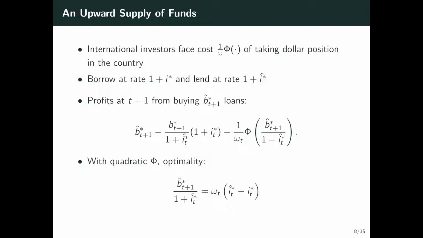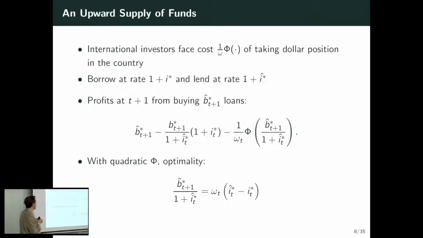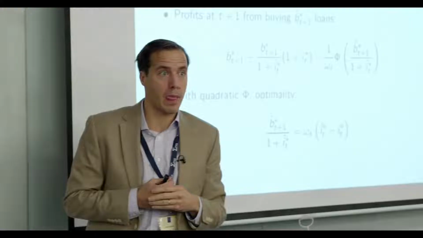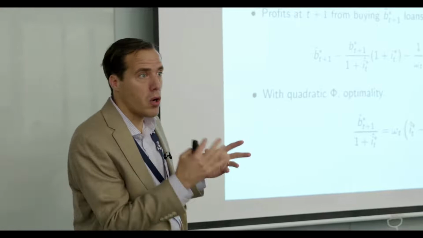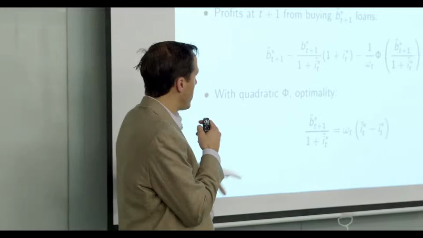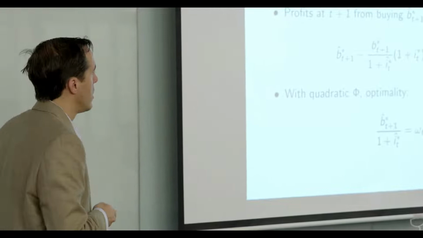Now, with a quadratic function fee of this portfolio cost, you basically get this relationship that says how much intermediaries are willing to lend in the small open economy is going to be positively related to the spread between the rate at which the intermediaries lend and the rate at which intermediaries borrow. Okay? And there could be many other microfoundations for this type of upward sloping supply of funds, but this is the one we're doing.